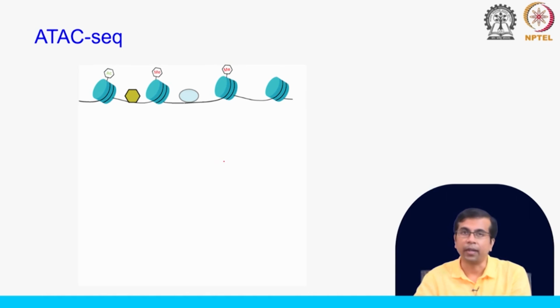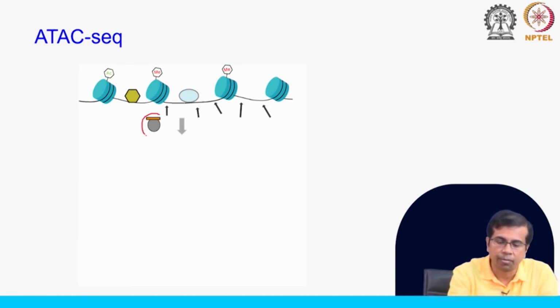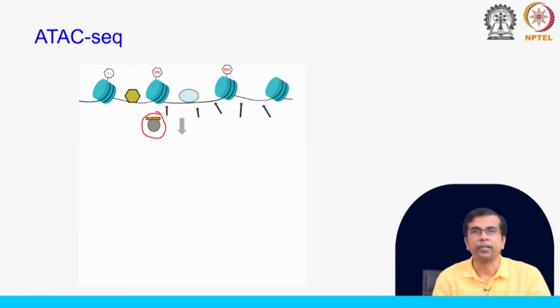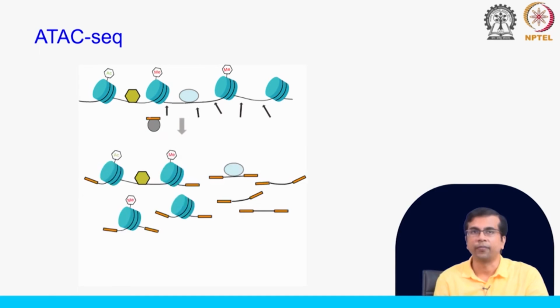Here is the schematic again. We have the DNA bound to nucleosomes and proteins. Imagine this is the transposase, and the orange is the adapter sequence that will be integrated into the genome. By arrows I am showing the sites that are accessible to this enzyme. These are open regions, but the rest of them are not, they are occupied by nucleosomes or other proteins. So, what happens here is that we get these fragments that are also integrated with adapters.